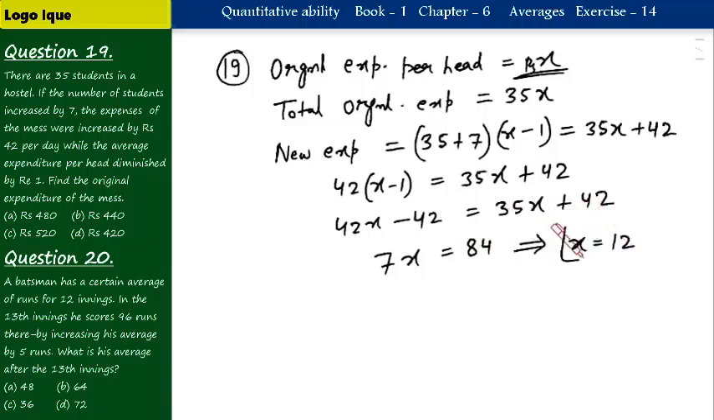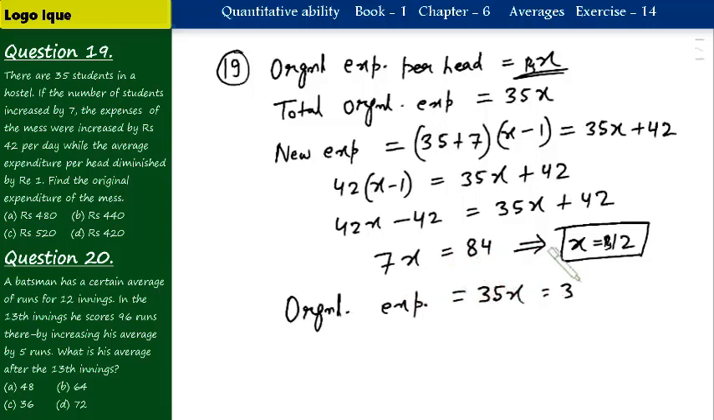That means the original average was 12 rupees per head. Now the question is asking the original expenditure. So the original expenditure was, as we can see, 35x. That is 35 into 12. 35 into 10 is 350 plus 70. That is 420 rupees, the original expenditure. Alright, so this was a good question.